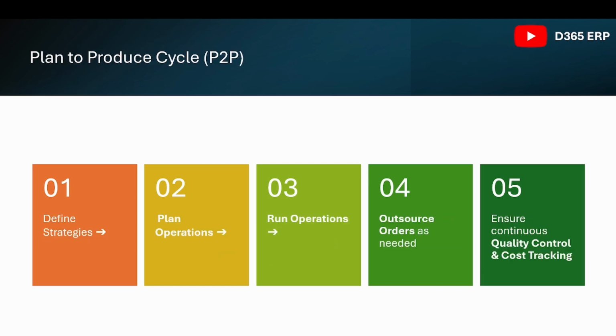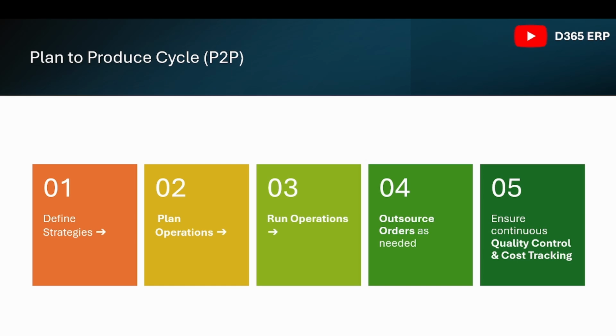So next we move to the plan to produce cycle, P2P. In ERP we have multiple cycles, like P2P is procure to pay, then O2C, order to cash. Similarly we have the same kind of cycle in manufacturing, which is the plan to produce cycle. Today we are going to discuss it based on Microsoft's ERP, since the same plan to produce cycle is there in their documentation. I have attached that document in our description, so you can review it as well. It's a bit tricky for beginners, so I'll try to keep this easy.